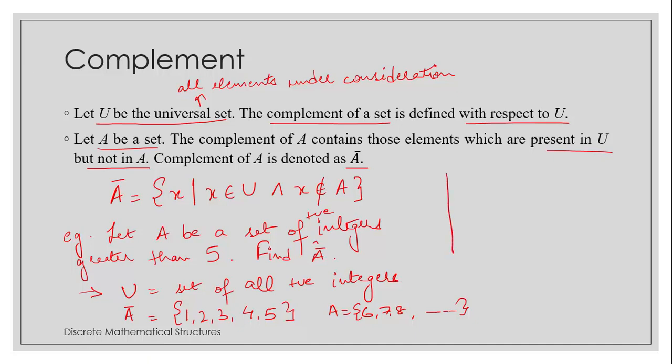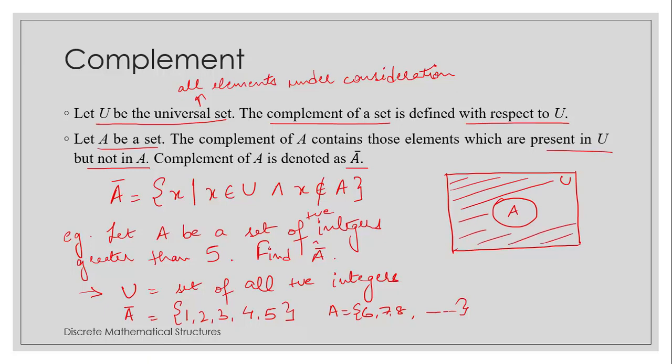Now using Venn diagram, this is universal set and this is set A. So this area outside set A, this represents A complement.